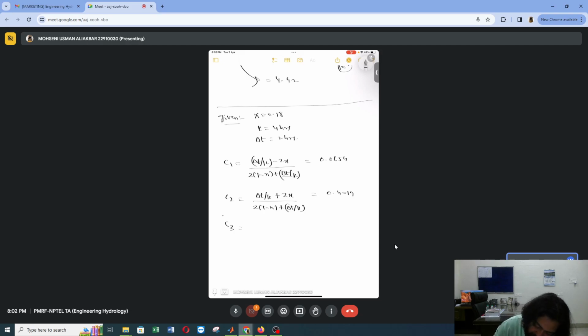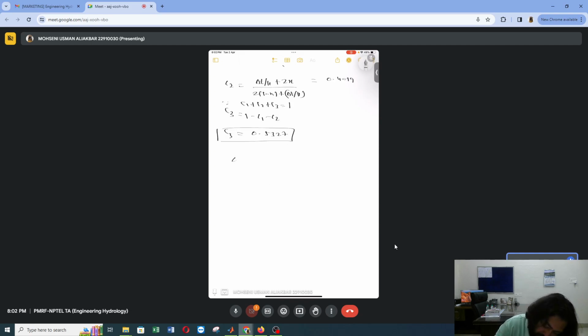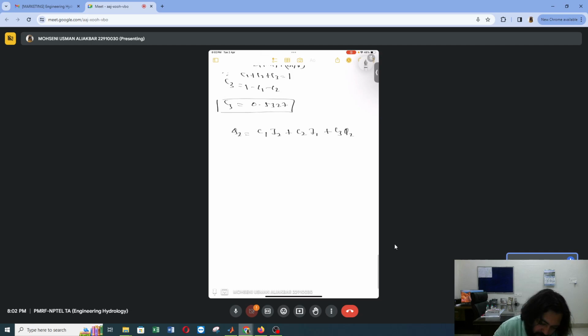Now since we know that C1 plus C2 plus C3 equals 1, and we have calculated C1 and C2, we can calculate C3. So the value of C3 would be 0.5327. Now that we have calculated C1, C2 and C3, we can calculate the value of Q2 as C1 I2 plus C2 I1 plus C3 Q1, right? So now we are going to draw a table.